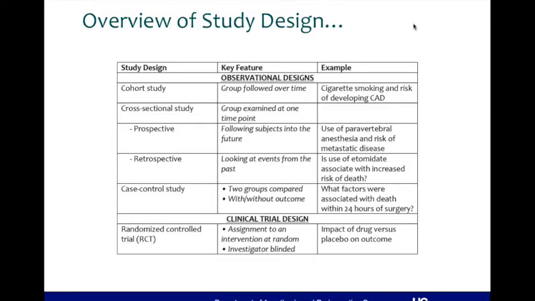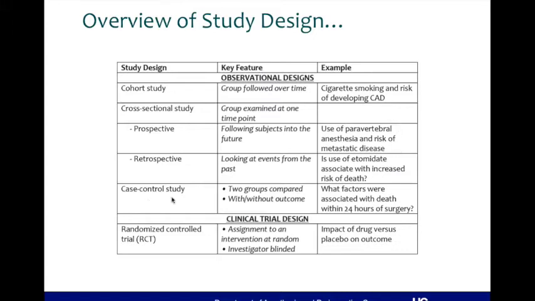A cross-sectional study is, in terms of its time feature, a group examined at one point in time, and they can be examined either prospectively, meaning you'll follow these subjects into the future, or retrospectively, where you look at a group and you look back at events that have taken place in the past.